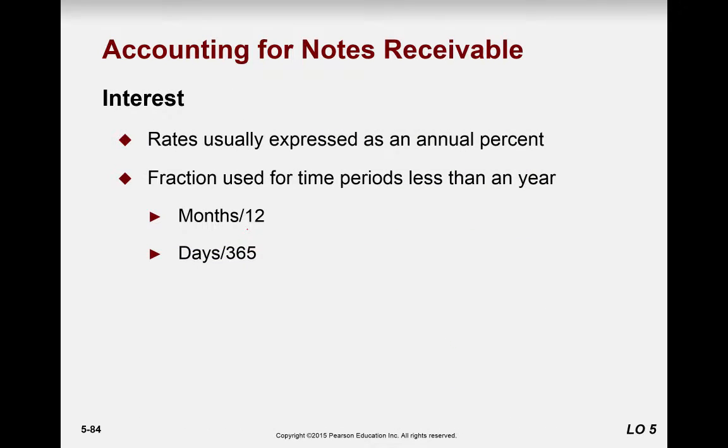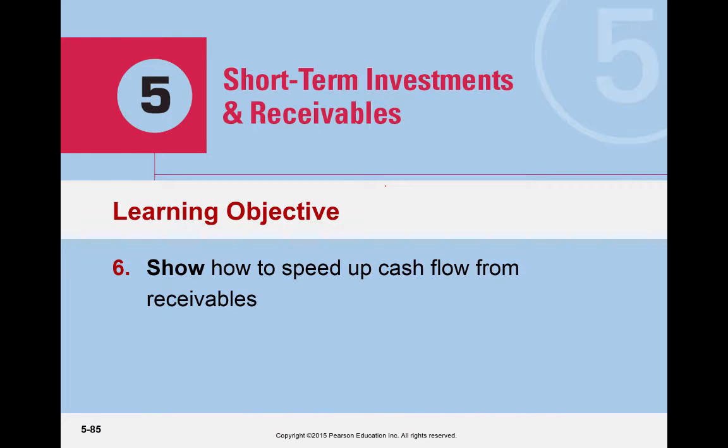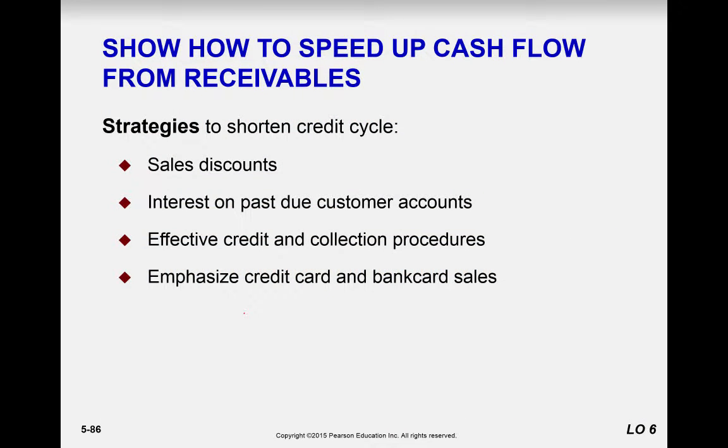So interest, as we mentioned, is expressed in either months or days, 365. You might also see interest used for 360 days as well. That happens also. So now we want to show our second to last learning objective, which is how to speed up cash flows and receivables. So obviously sales discounts, right, 2/10 net 30 that we talked about, and interest on any past due amounts.